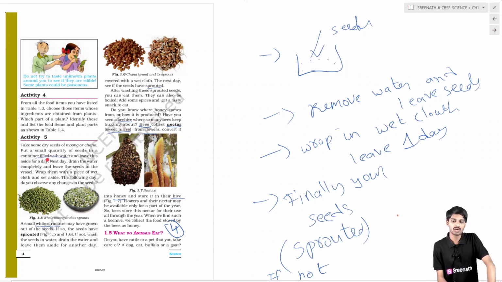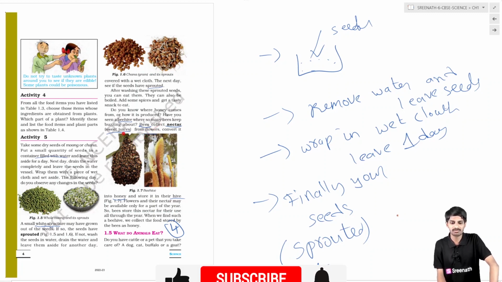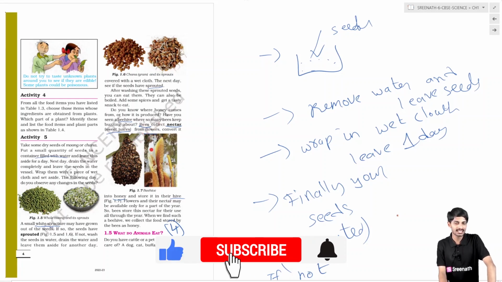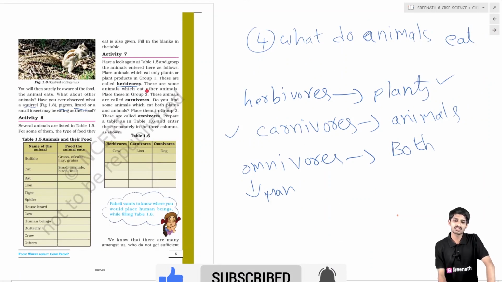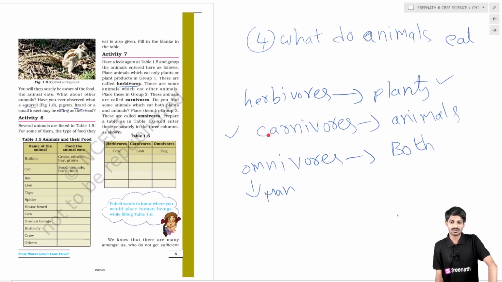We have found out the process of preparing sprouted foods, sprouted seeds. And next we learned how honey comes: bees collect the nectar from the flowers, convert it into honey, and store it. We are getting honey in this way. Finally, what do animals eat? Animals which eat only plants are called herbivores. Animals which eat animals are called carnivores. Animals which eat both plants and animals are called omnivores.